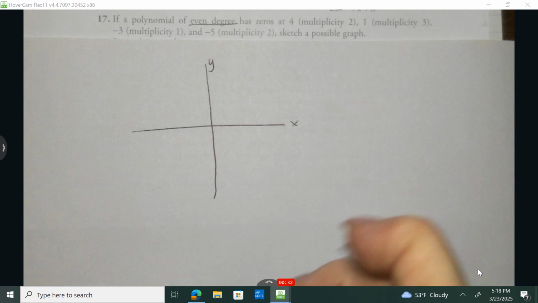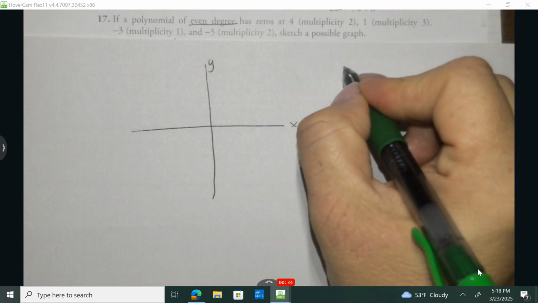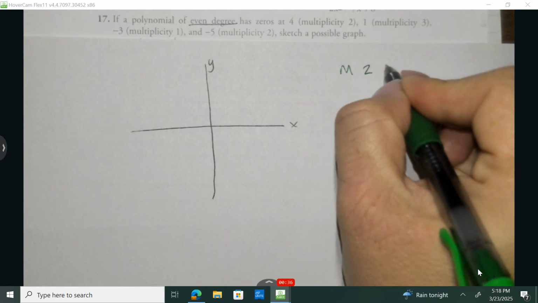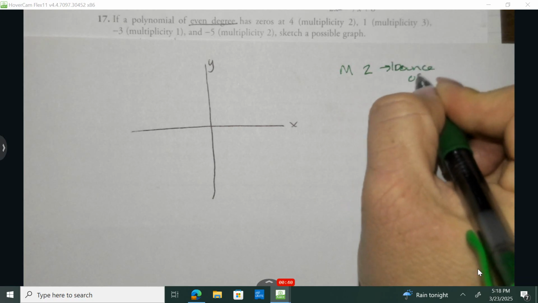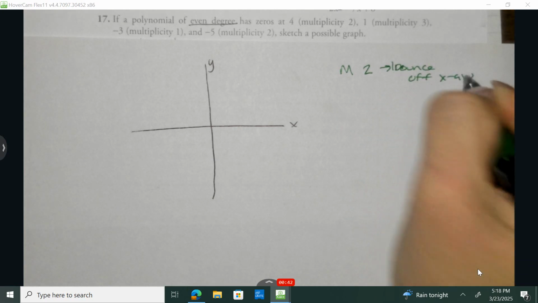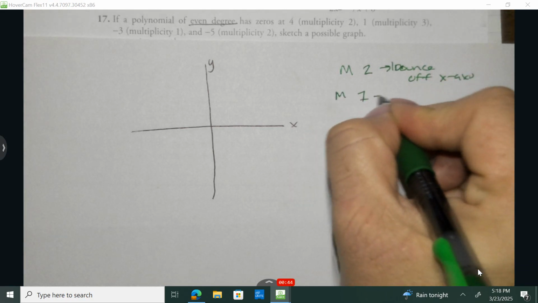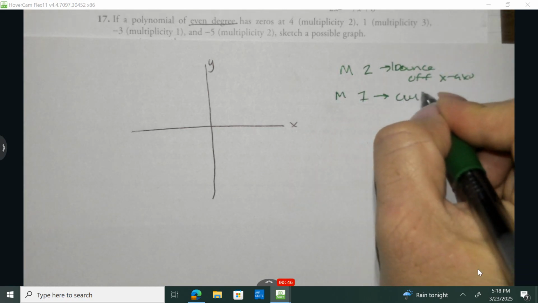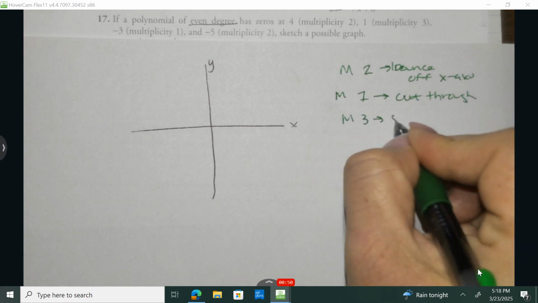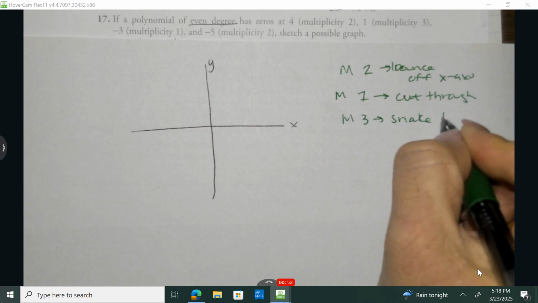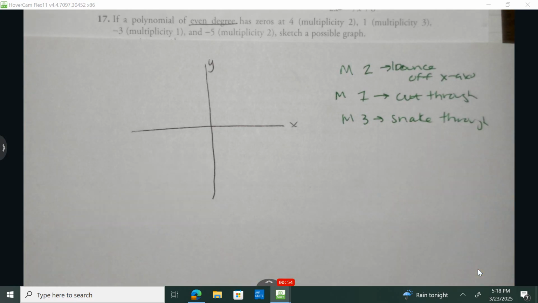Okay? Now, I know that when it has multiplicity 2, and I'm just going to abbreviate here, when it has multiplicity 2, it's going to bounce off the x-axis. When it has a multiplicity of 1, it's going to cut through. And when it has a multiplicity of 3, it's going to snake through. Okay, let's get started here.